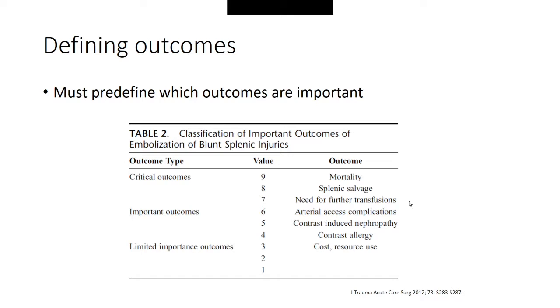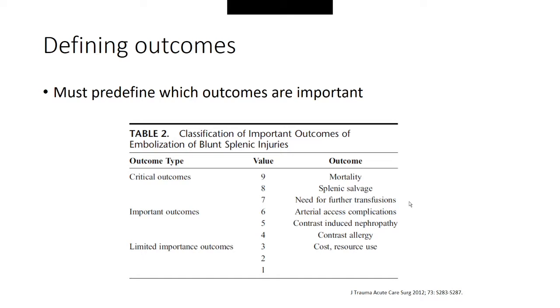The outcomes are generally, again, all possible outcomes are put forth to the group, and the outcomes are voted on. They're either limited importance, which is a value of 1 to 3, important outcomes, which are a value of 4 to 6, and critical outcomes, which are a value of 7 to 9.